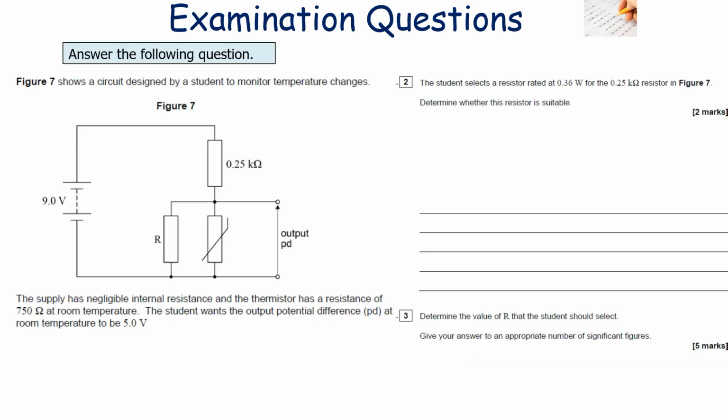Now our next question says the student selected a resistor rated at 0.36 watts for the 0.25 kilo ohm resistor. So determine whether the resistor is suitable, then determine the value of R that the student should select. So pause the video now, then unpause the video when you want to go through your answer.